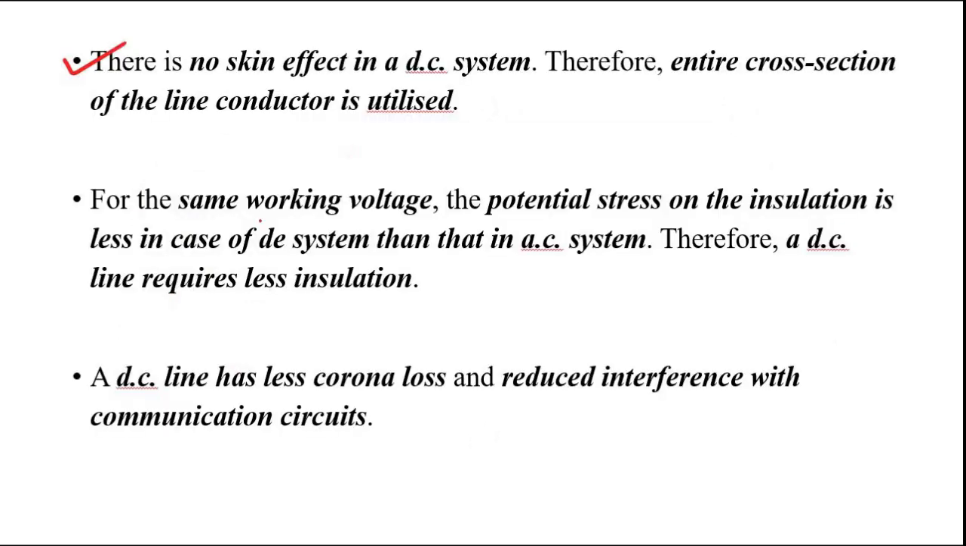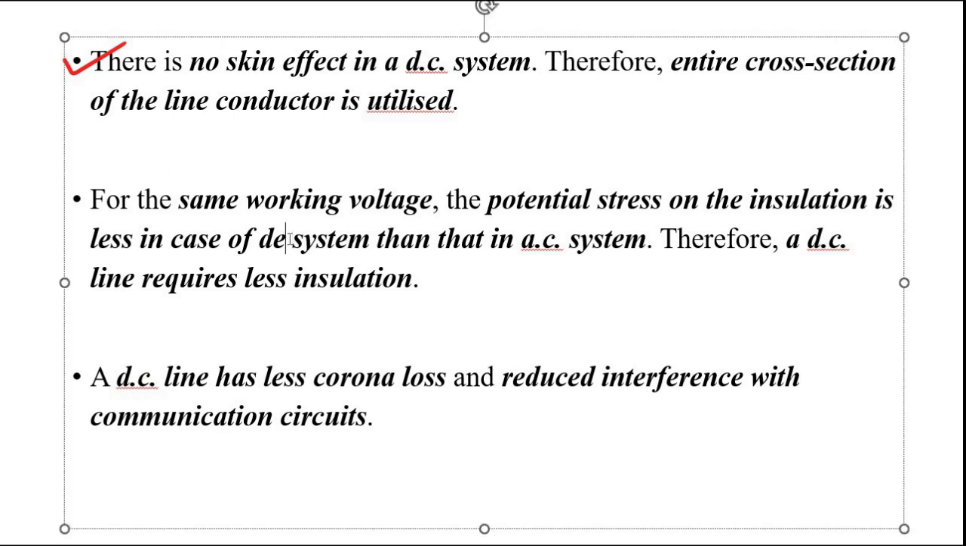Then for a DC system, for the same operating voltage, the stress which is put on the insulation is less in case of a DC system as compared to that in an AC system. Okay, so the stress on a DC system in terms of insulation is less. Therefore a DC line requires less insulation. So less insulation means less cost.